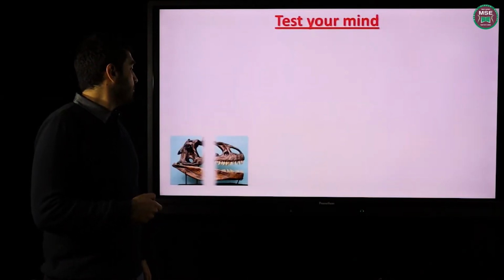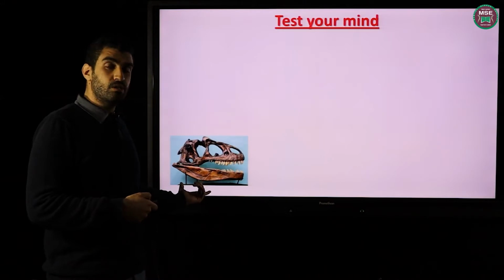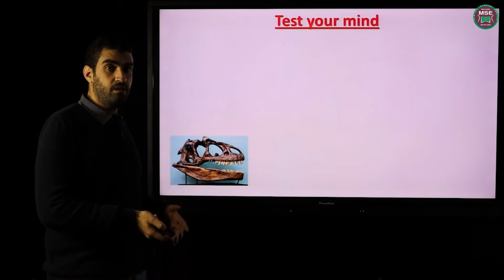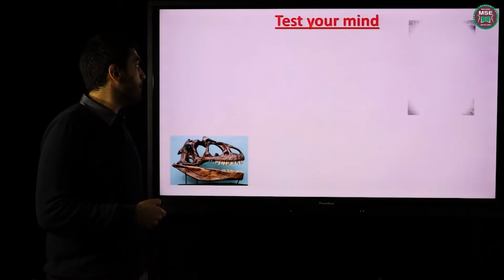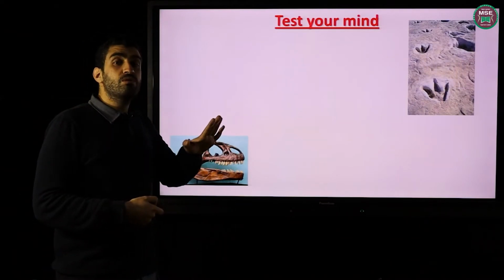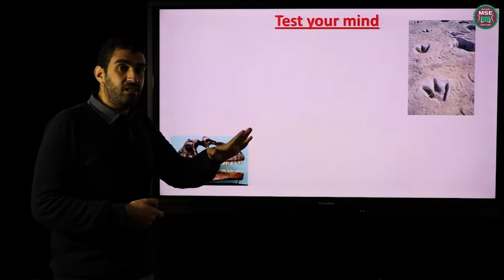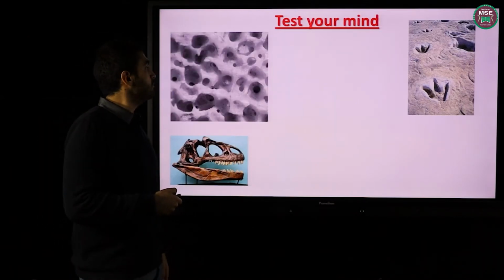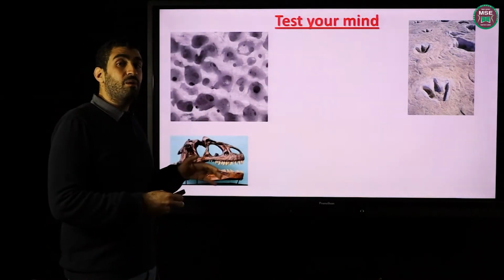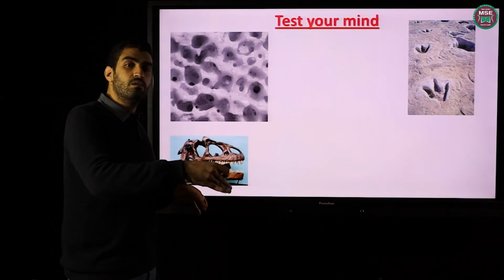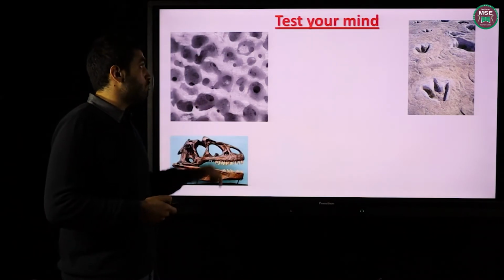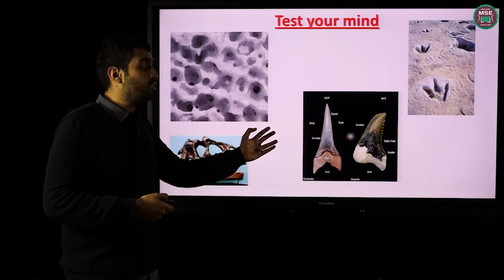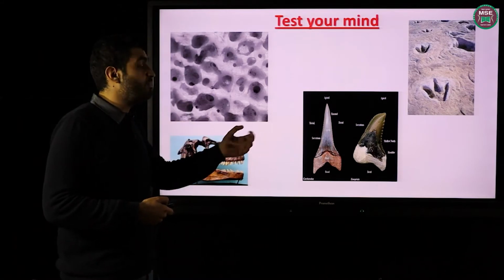Test your mind. Dinosaur's skull, trace or remain? It's remain. Dinosaur's footprint, its activity, walking, so it's trace. Worm's tunnel, the place through which worms moved, it's a trace. And shark tooth, it's remain.